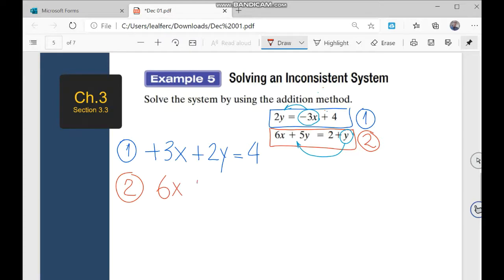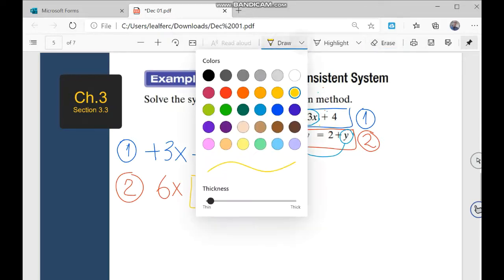6x plus 5y. Now I'm going to move positive y to the left hand side. This is going to become negative y equals 2. And we can combine like terms, because we have here positive 5y minus y, which is equal to positive 4y.